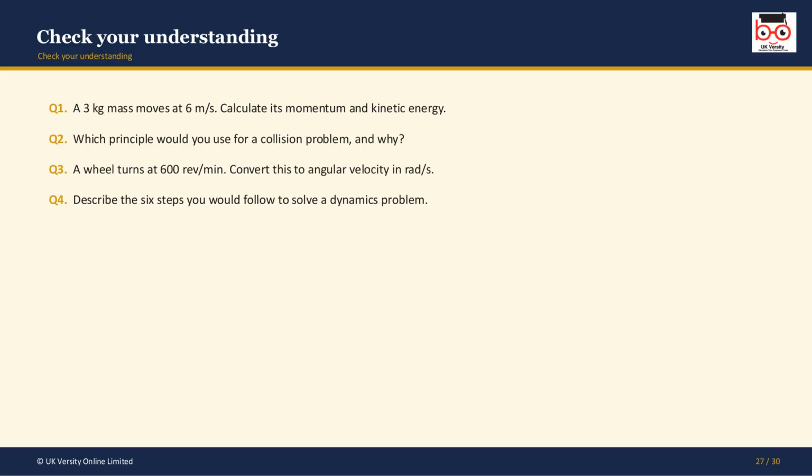A few more to try. First, a 3-kilogram mass moves at 6 meters per second. Work out both its momentum and its kinetic energy. Second, which principle would you reach for on a collision problem and why? Third, a wheel turns at 600 revolutions per minute. Convert that to an angular velocity in radians per second. And fourth, can you list the 6 steps for solving a dynamics problem?